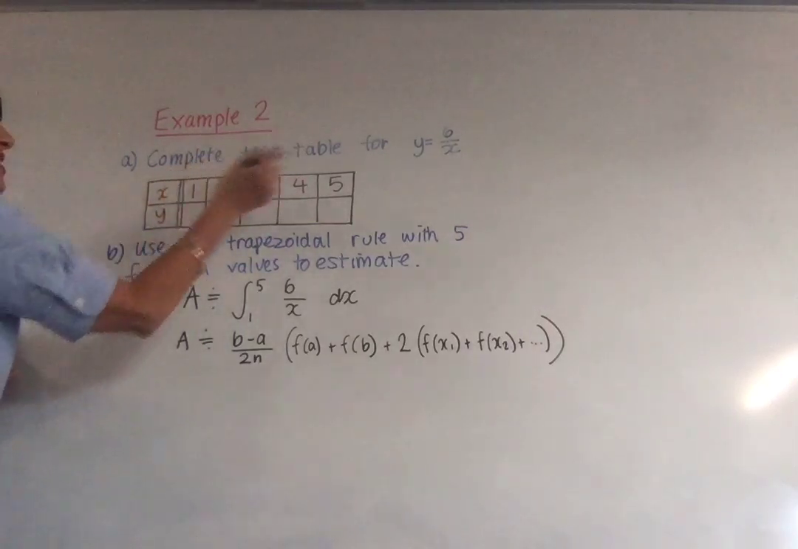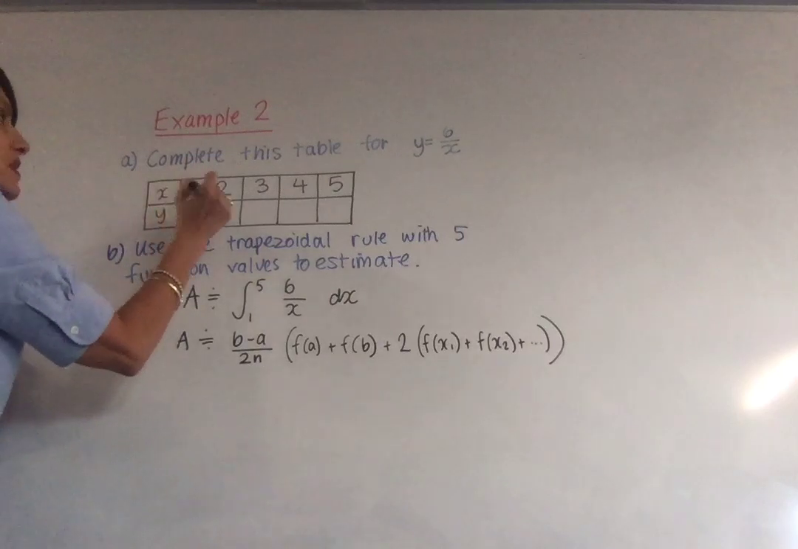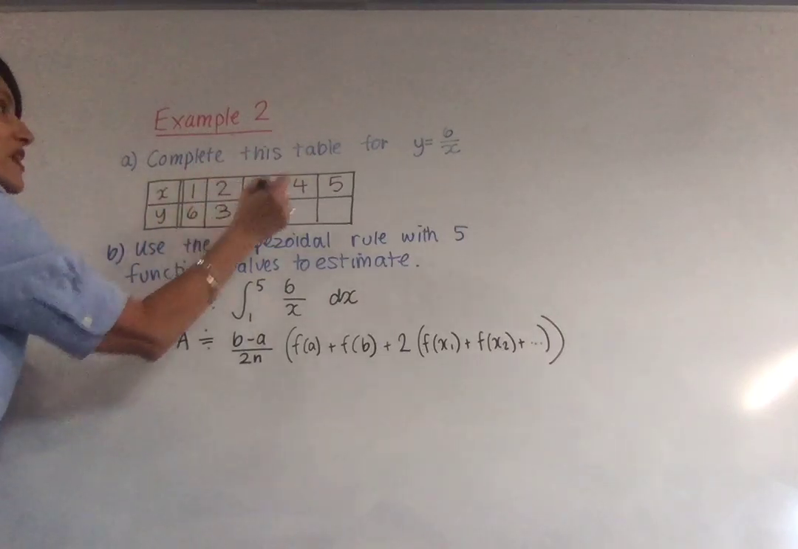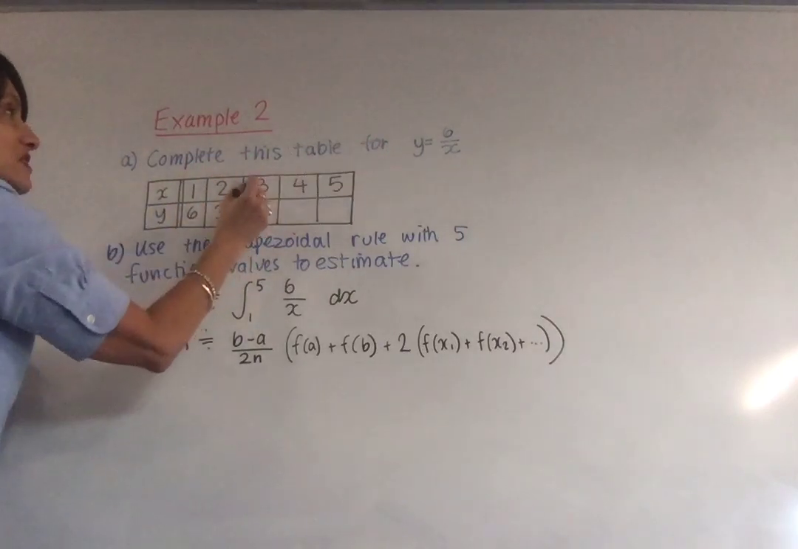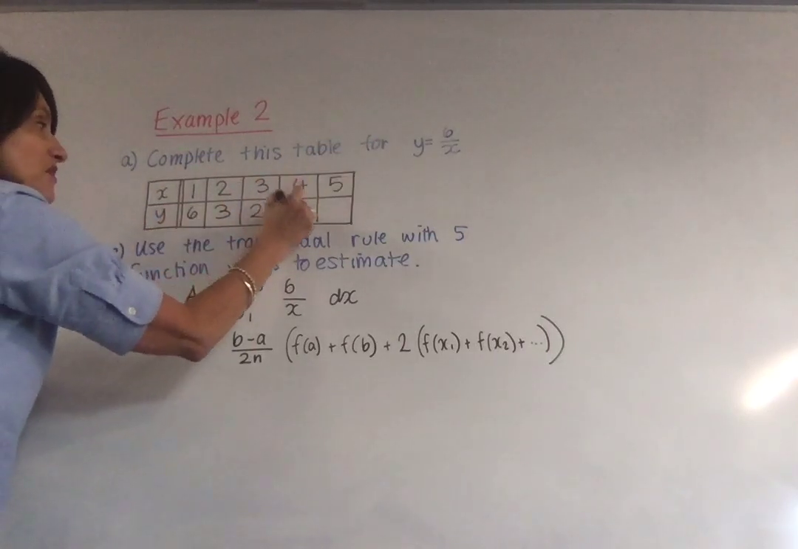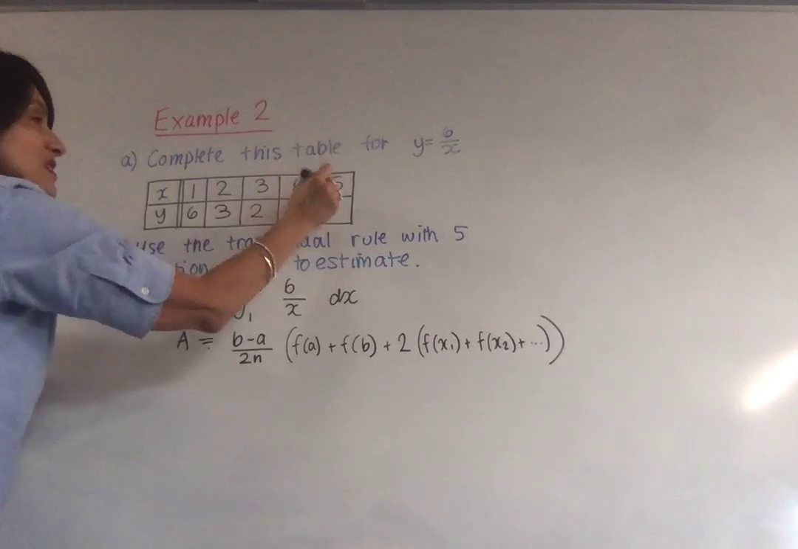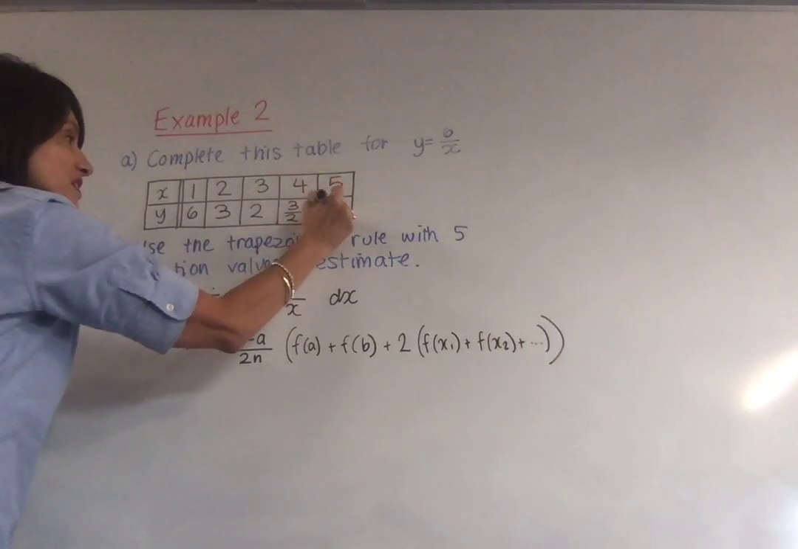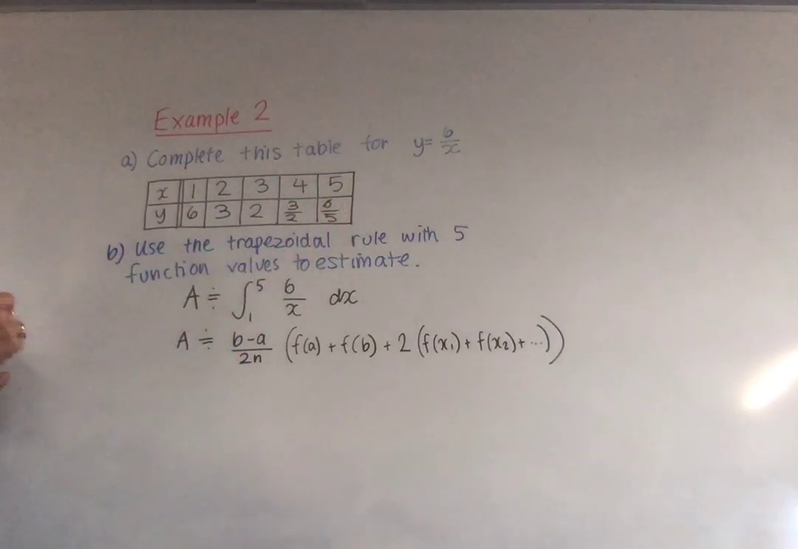So when x equals 1, 6 divided by 1 is 6, 6 divided by 2 is 3, when x is 3, 6 divided by 3 is 2, 6 over 4, let's simplify that to 3 on 2, and 6 on 5, let's leave it as an improper fraction.